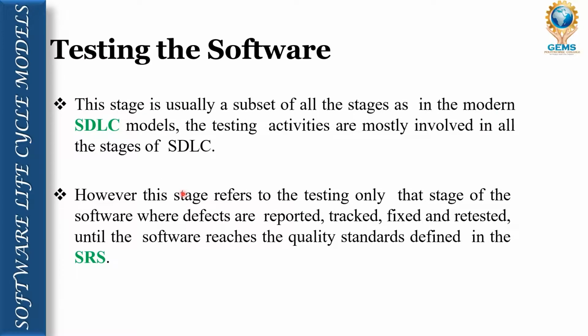Now once the development is done, that means programming is done, then we can go for the testing. With testing, we are going to check whether our software has any errors or is free from errors. So we have to go for testing. However, the test stage refers to the stage of the software where the defects are reported. That means testing is done from the first stage itself, but here testing refers to when we go for the software testing.